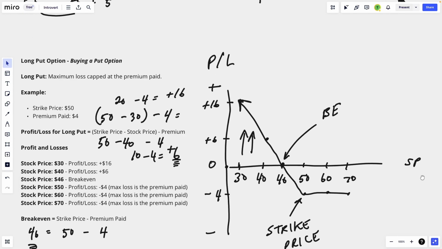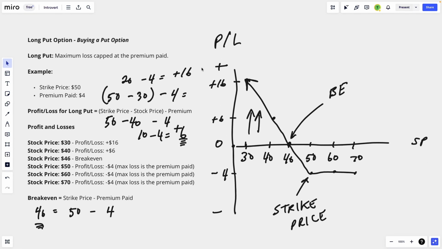And then for a put option, remember, you now have the right to sell at $50. That's your strike price. So you are profitable when the stock goes down because you can buy at 30 and sell at 50 theoretically. So there's a profit there. Your break even is going to be right at 46, where you look at the strike price minus the premium that you paid, and the max loss that you're going to get here is $4 because you're buying the option. You don't have any obligations.